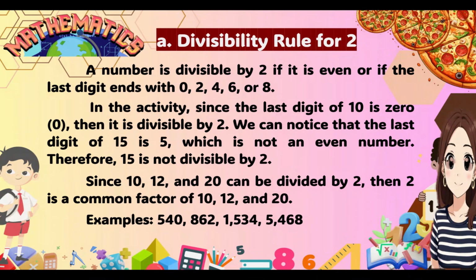Since 10, 12, and 20 can be divided by 2, then 2 is a common factor of 10, 12, and 20. Examples of numbers that can be divided by 2 are 540 since it ends with 0, 862 since it ends with 2, 1534 since the last digit is 4, and 5468 because the last digit is 8. So right away, we can tell that those numbers are divisible by 2 just by looking at the last digit of those numbers.